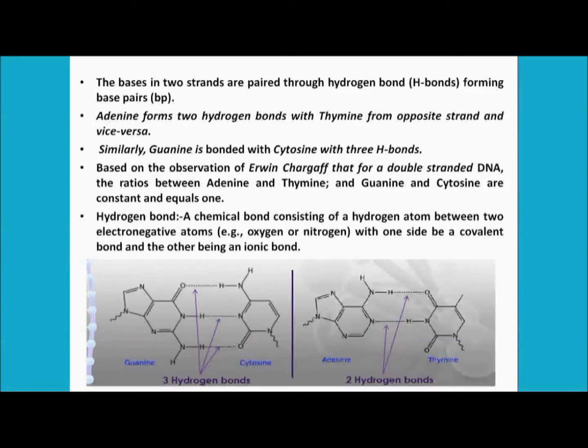Apart from that, hydrogen bonding, I hope you know that, but for your addition I have added it again. A hydrogen bond is a chemical bond actually. It consists of a hydrogen atom involved in a hydrogen bond formation between two electronegative atoms, like oxygen or nitrogen, with one side being a covalent bond and the other side being an ionic bond, right?